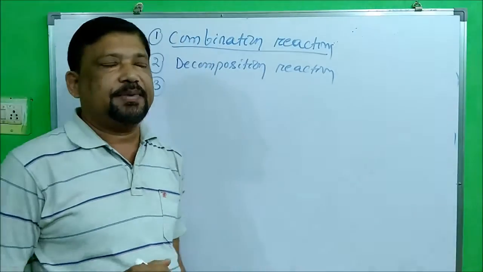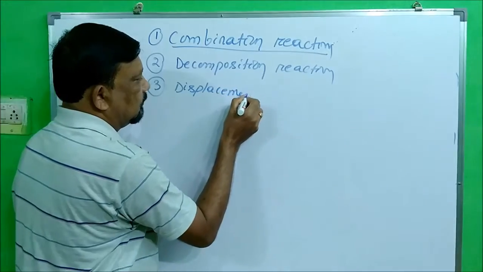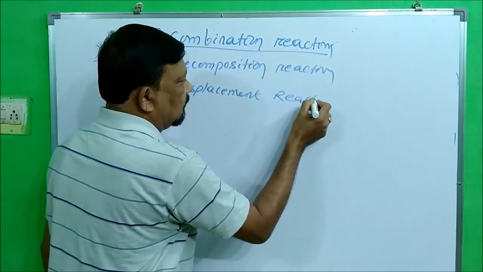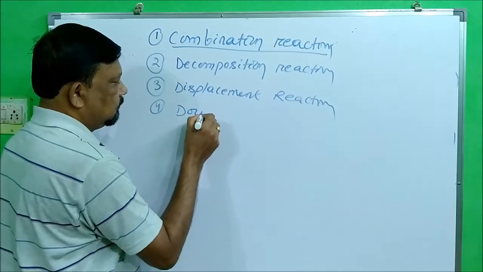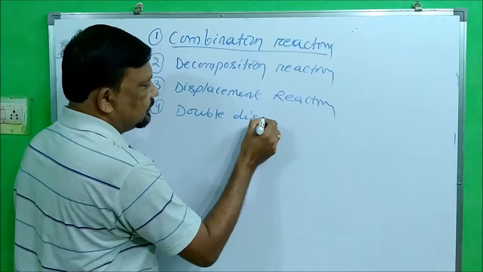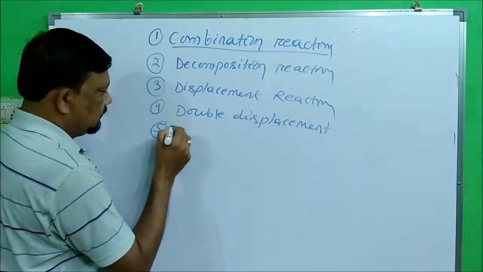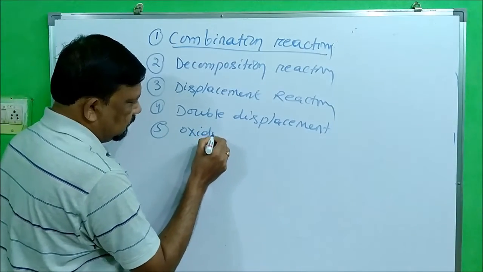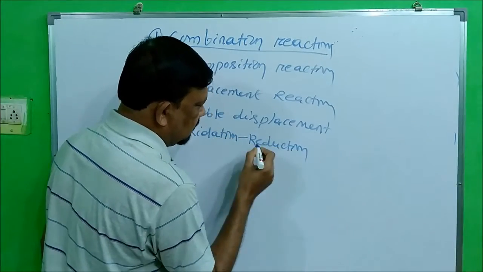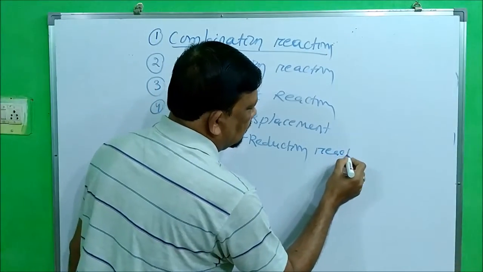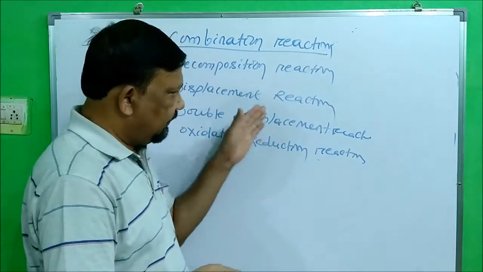Third one is displacement reaction. Fourth one, double displacement. And fifth one is oxidation reduction reaction. Let's see what is the basic of these 5 types of reaction.